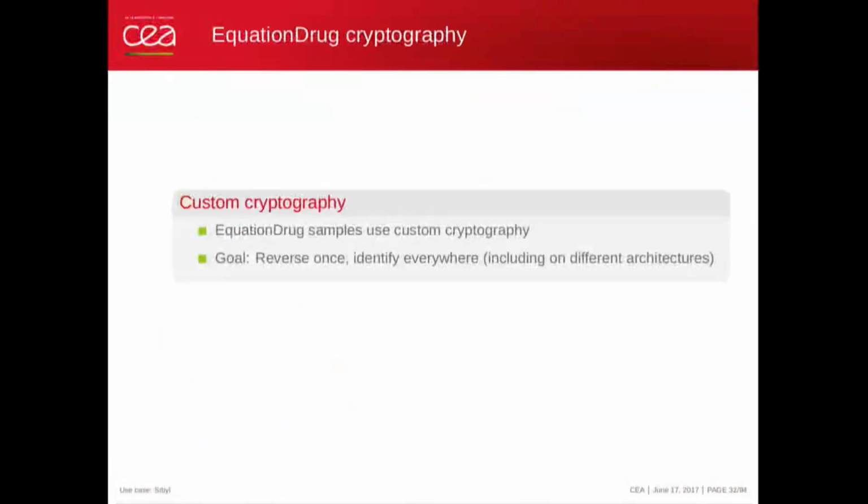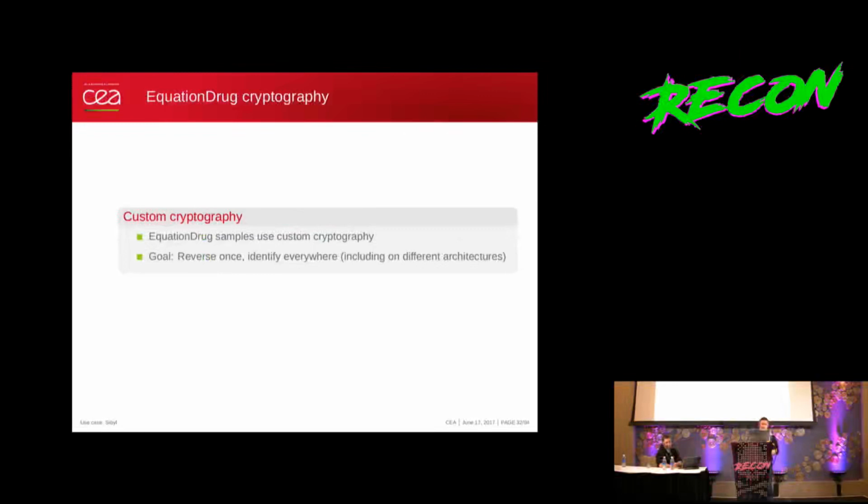Voilà. So actually, in this binary, there is also a custom cryptography. In fact, they use it for instance for big numbers manipulation. And our goal is that once we reverse it once, we want to identify it everywhere, including on different architectures, because these samples are in fact x86 32 bits and 64 bits.